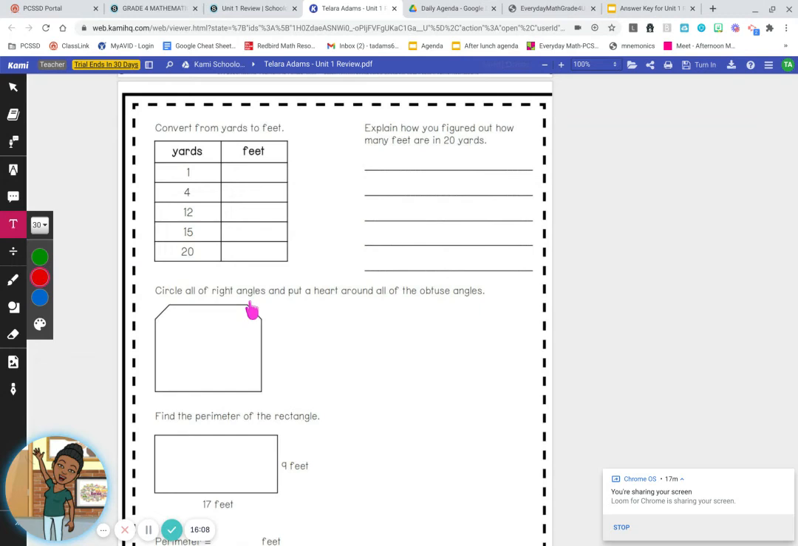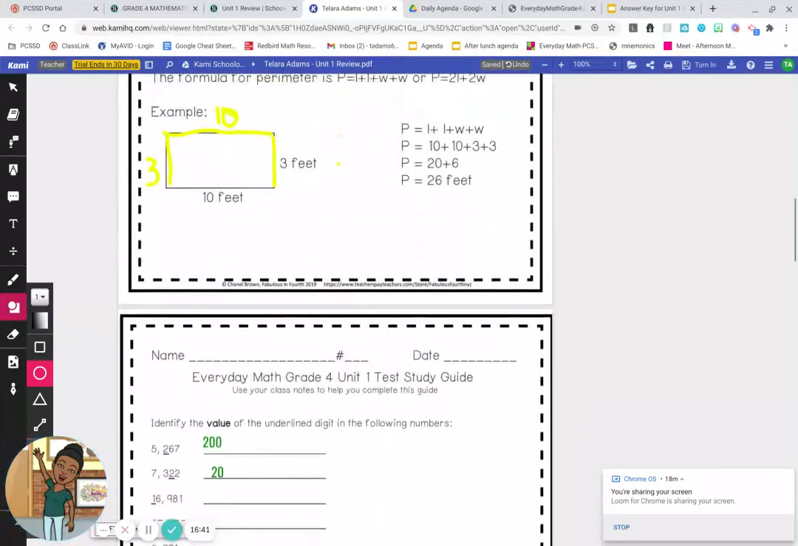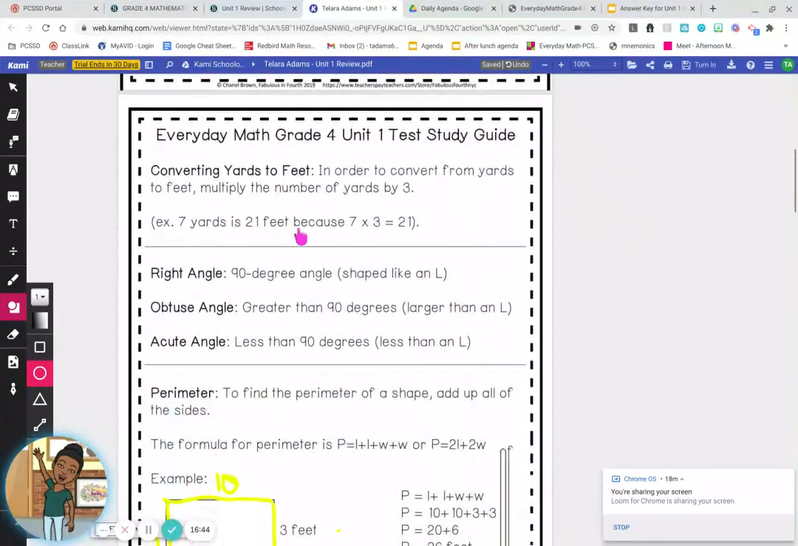Moving on, circle all of the right angles and put a heart around all of the obtuse angles. Well, using our tools here, we don't have a heart. We only have a rectangle and a little ellipse. And we also have a triangle. So I'm going to circle all of my right angles. We can still use that with our ellipse. And remember, our right angles are 90 degrees. If you need a reminder, scroll up to your notes. And a right angle is 90 degrees, shaped like an L.